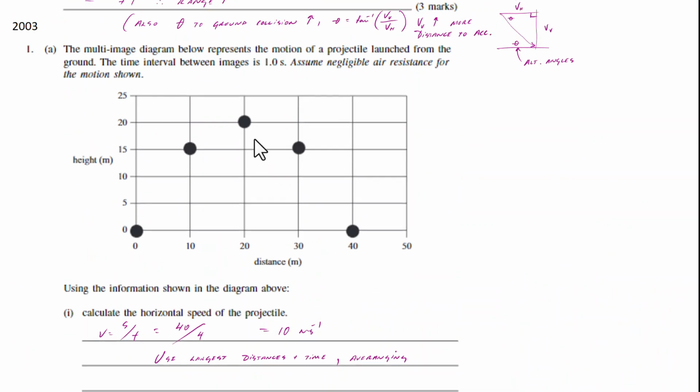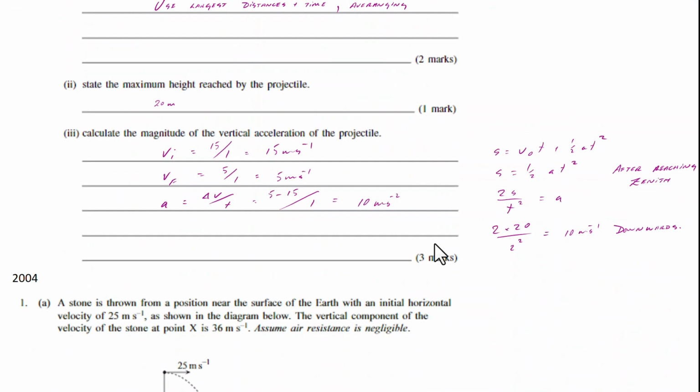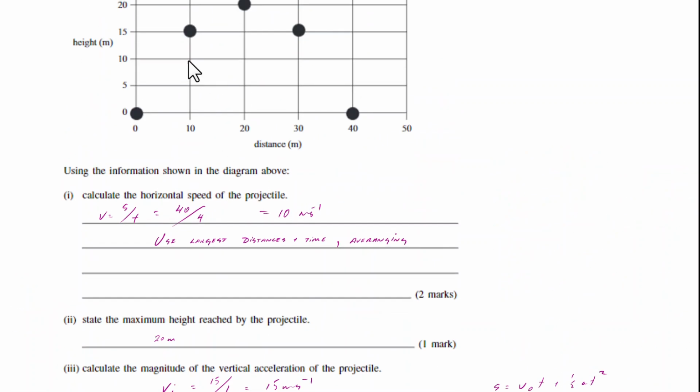What is the maximum height reached by the projectile? So you go back to the diagram and you actually read off the value. Calculate the magnitude of the vertical acceleration of the projectile. So what is the initial velocity? So I've got 15 over 1. Where did that come from? So initial velocity was 0.